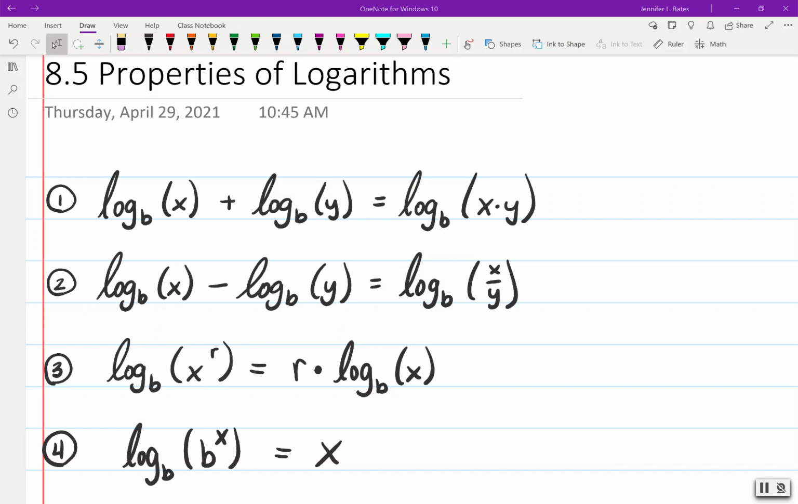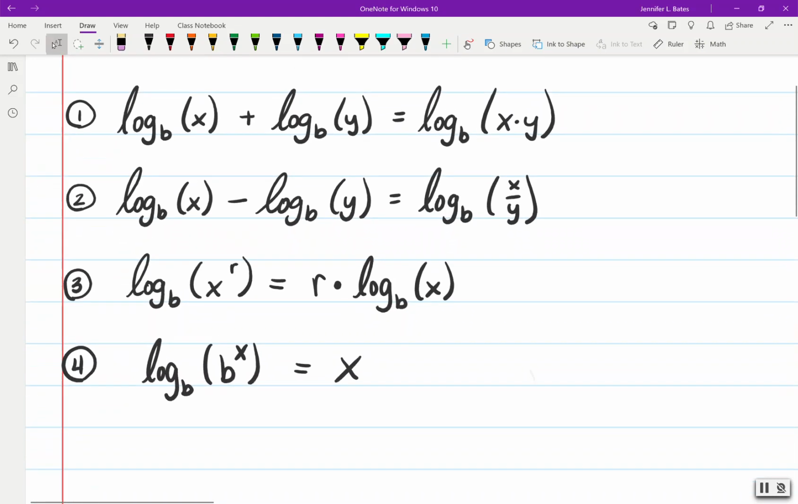Property number 2 is talking about how do we take 2 logs and subtract them. Well, we're going to divide the arguments. And then properties 3 and 4 are just some extra properties that we're going to be taking a look at today. So let's go ahead, we'll give ourselves a little bit of space.